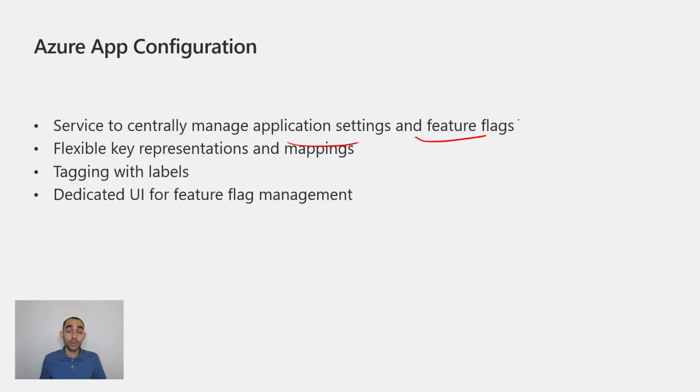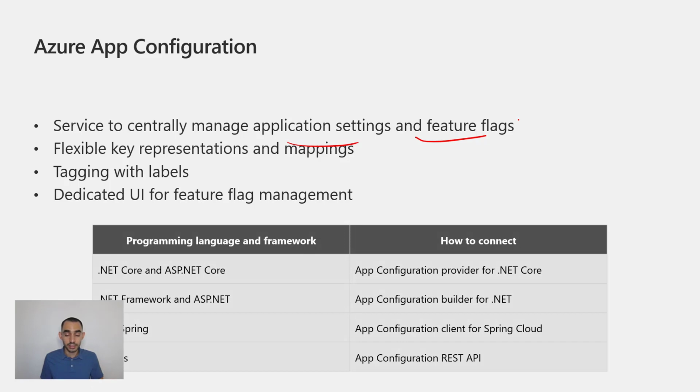And when trying to add an app configuration store to the application, we can do that using the client library provided by Microsoft. We have some client providers, for example, for .NET Core, for .NET, for Spring Cloud, and for other languages and frameworks, we can use the REST API also.